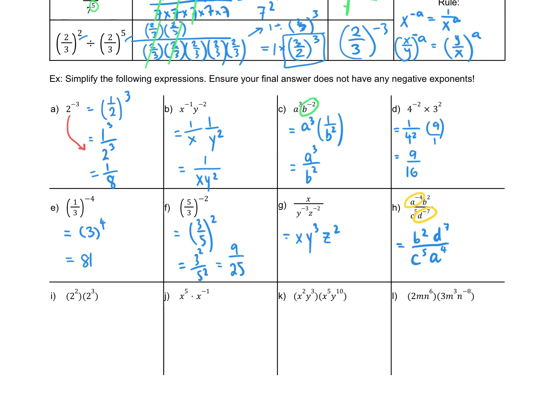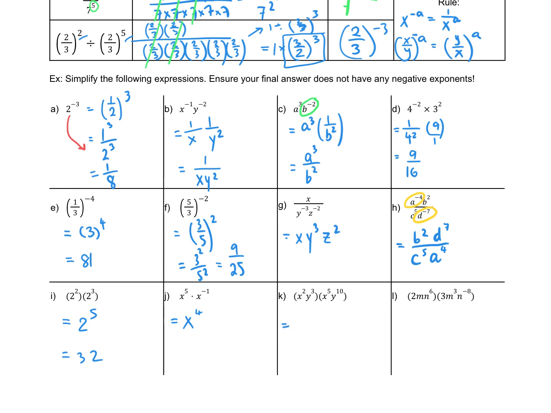Next, 2 to the power of 2 times 2 to the power of 3. This is our product rule. The product rule says add the exponents, but the base stays the same. It's still 2 to the power of 5, and that's 32. Next, x to the 5 times x to the negative 1. I will use my product rule first. 5 plus negative 1 is 4. And now I don't even have a negative exponent to worry about.